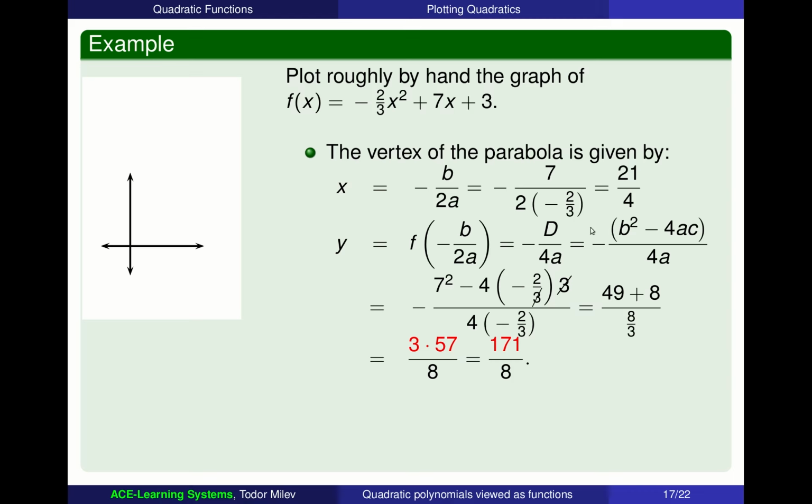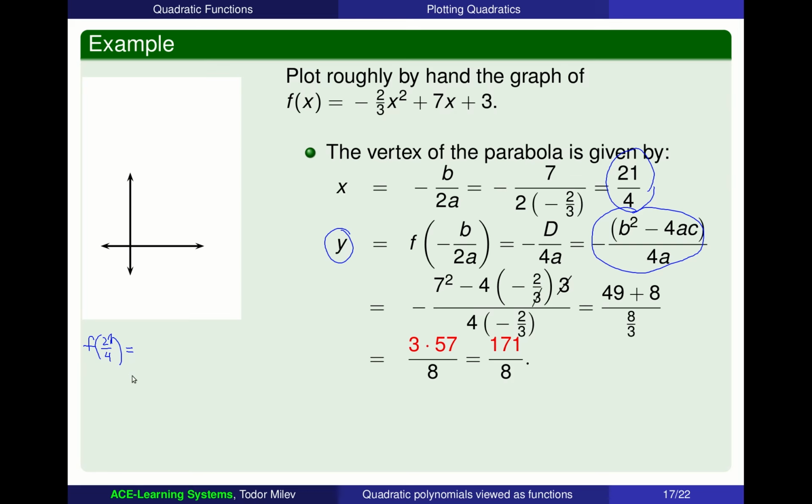So what happens if for some reason you cannot remember this formula? So you cannot remember that the y-coordinate of the vertex of the parabola is minus the discriminant over 4a. Well, you don't need to memorize that formula. All you need to do is compute f of the x-coordinate of the vertex of the parabola. So all you need to do is compute f of 21/4, right? When x is equal to 21/4, we're at the vertex of the parabola. So take f of 21/4 and compute that.